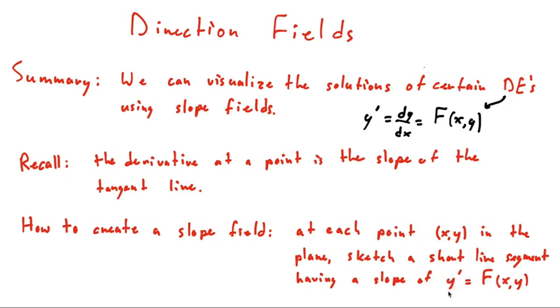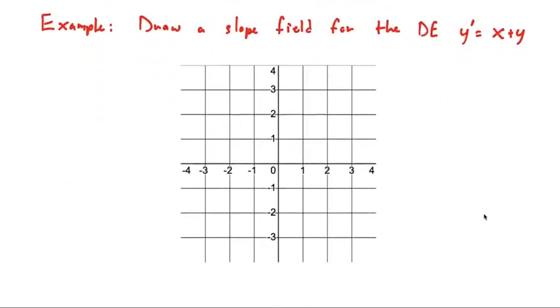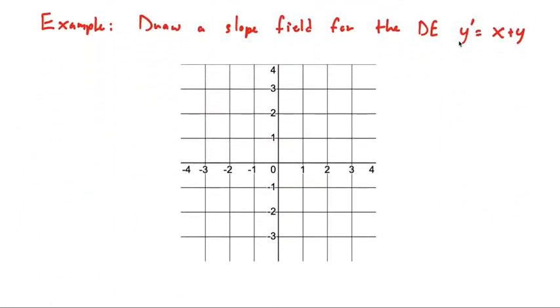The slope is given by y prime, because y prime is the slope of the tangent line, and the way to find y prime is to plug the values of the point into the expression for the differential equation. Let's see how to do this with a specific example. We have a differential equation y prime equals x plus y. This is the function f of x, y.